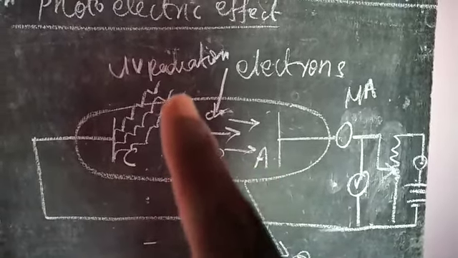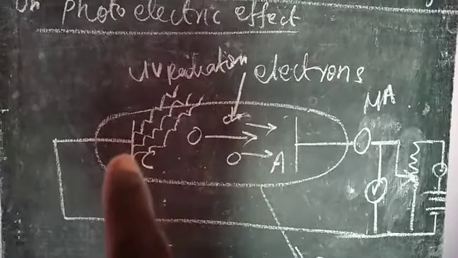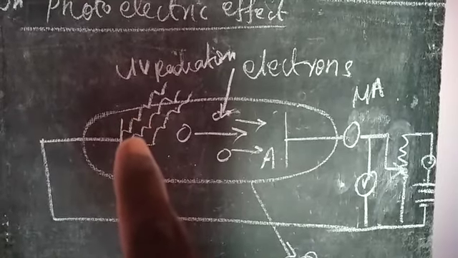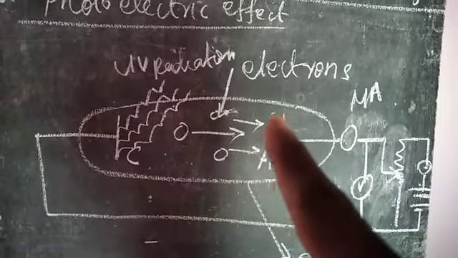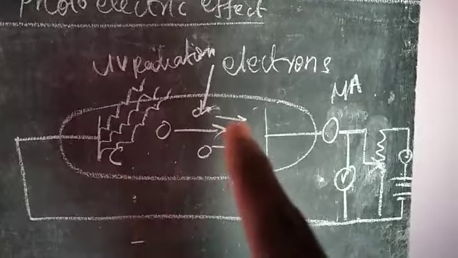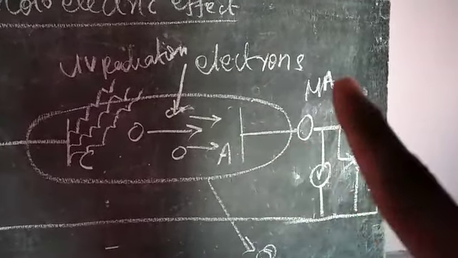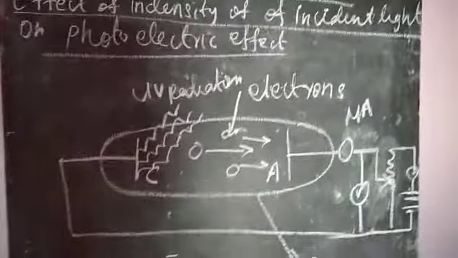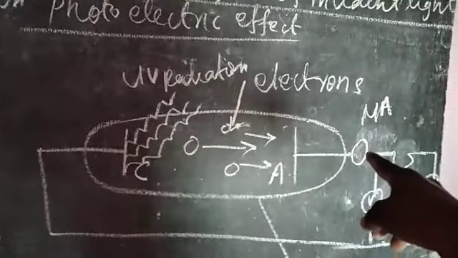Now the same types of electromagnetic radiation fall on the cathode metal plate. It emits electrons. The negative electrons reach the anode. So the anode collects the negative electrons emitted from the cathode. At that time current is flowing through the circuit. The circuit is completed, so the microammeter measures the current.